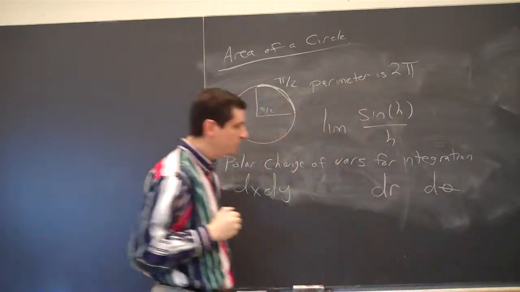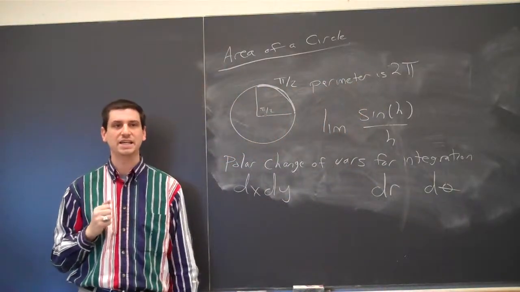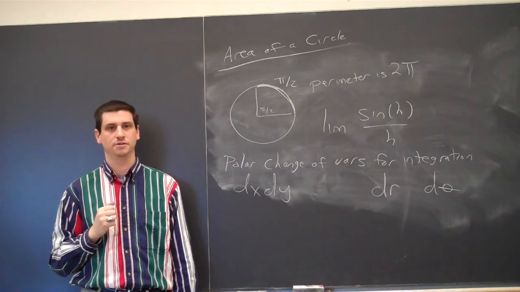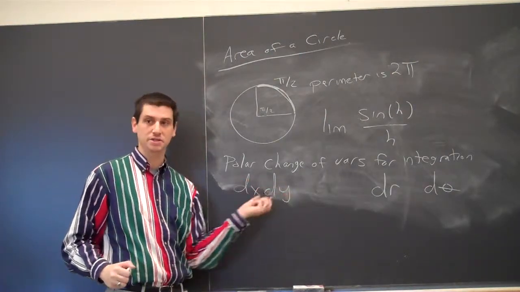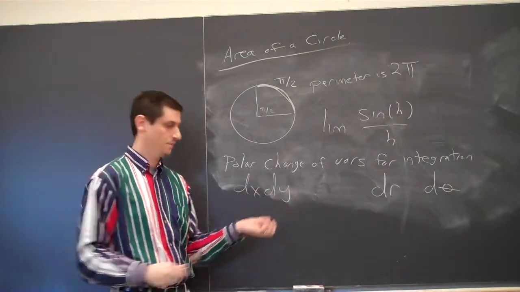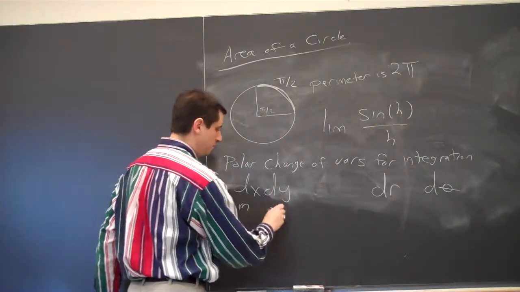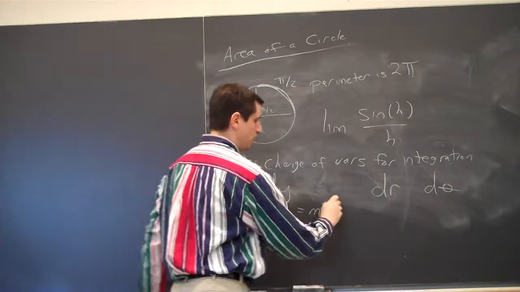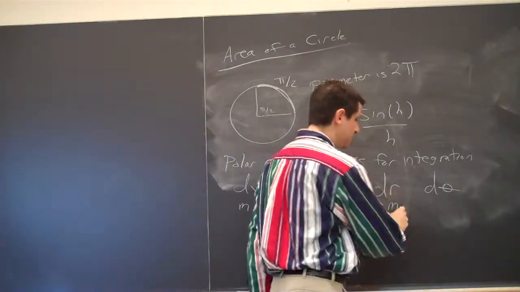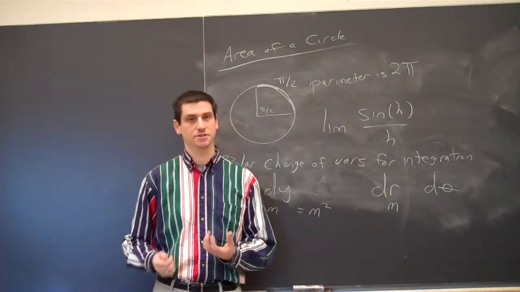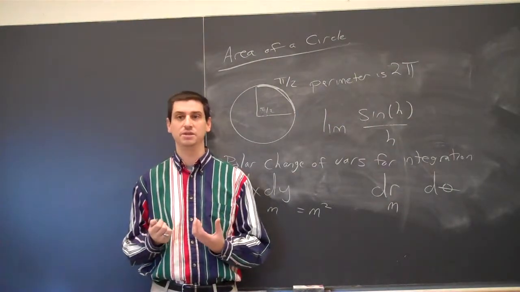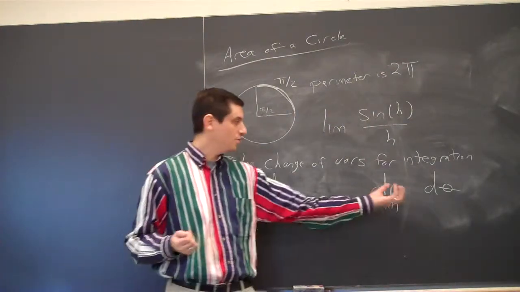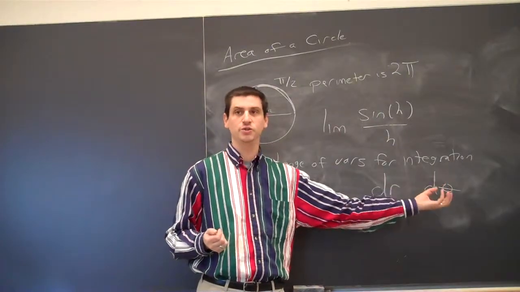I'm going to deliberately write it like this because dr d theta can't be entirely correct. If you think about dx and dy, if they're both in meters, this is meters times meters, so meters squared. But dr is in meters, and d theta is unitless. It's an angular amount. It doesn't have length in meters. This is going to be the wrong units.